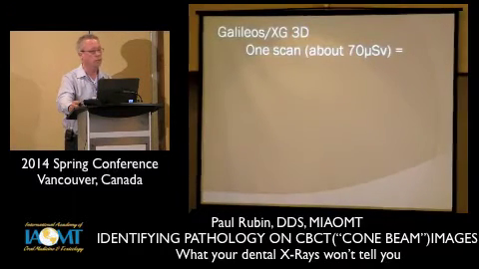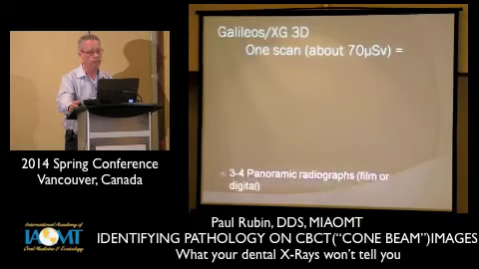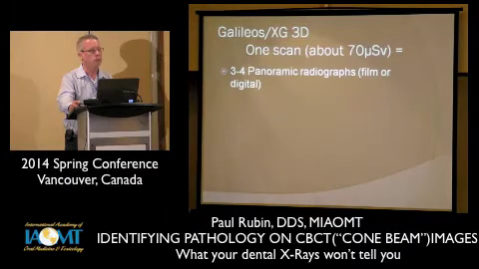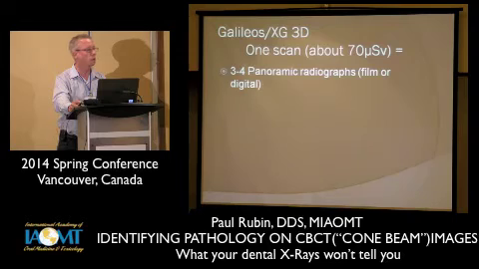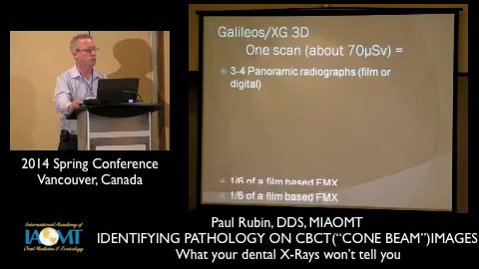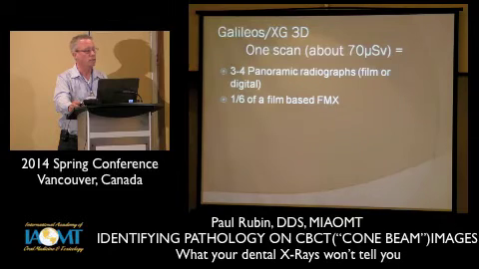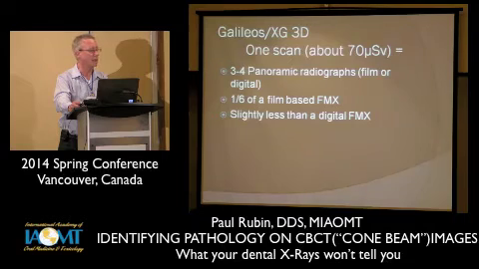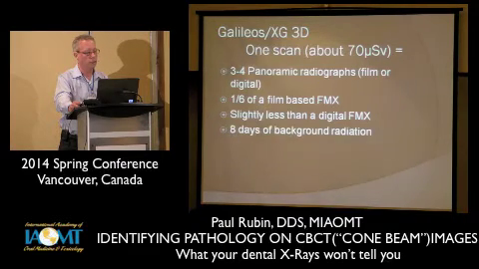One scan is about 70 microsieverts. That compares to other x-rays. It's about 3 to 4 panoramic radiographs, whether it's film or digital. It's about 1/6 of a film-based full-mouth x-ray. It's slightly less than a full-mouth digital x-ray. And it's equivalent to about 8 days of just walking around in the earth's background radiation.